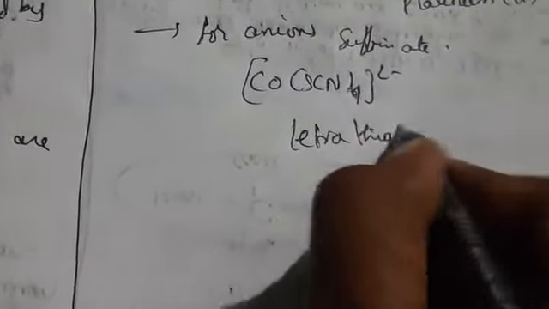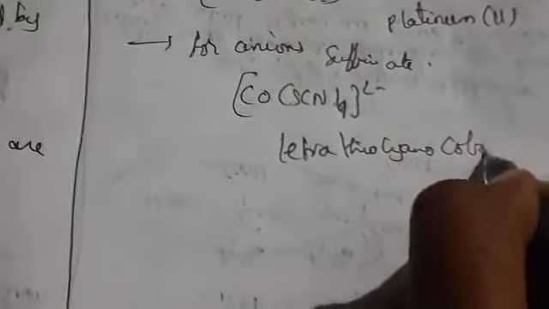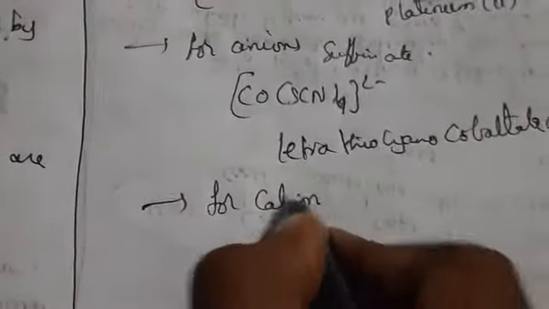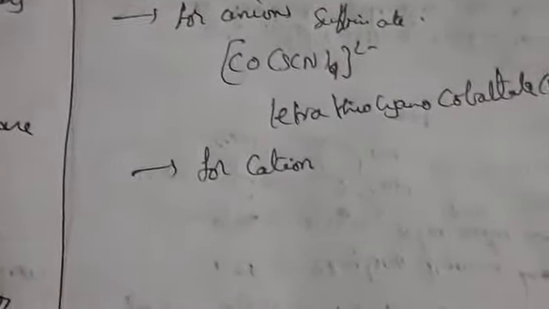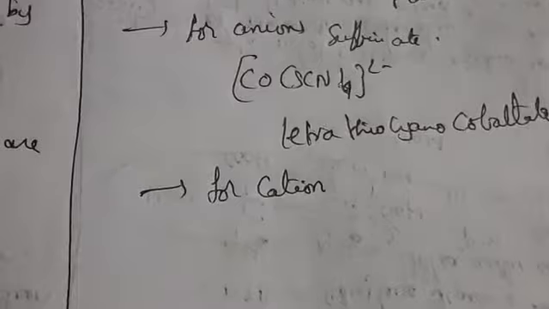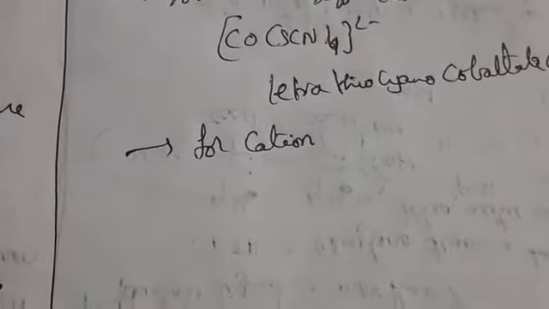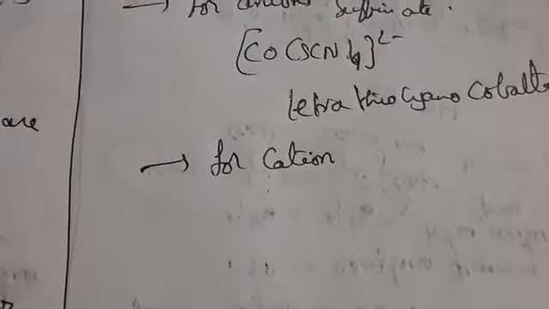For example, I am taking here Co(SCN)4 2 minus. So we are getting tetrathiocyanato cobaltate 2. So for anions we are getting this one. For cation we can write, for transition metals. For cations, how we are going to get? For cationic complexes and neutral complex, the name of transition metal ion is written as last. Okay, means oxidation number should be in the Roman numbers. At last we are going to write.